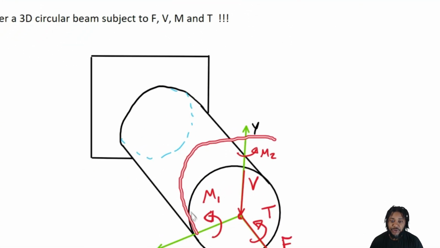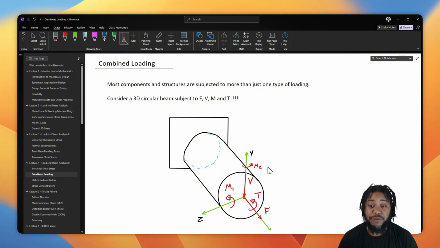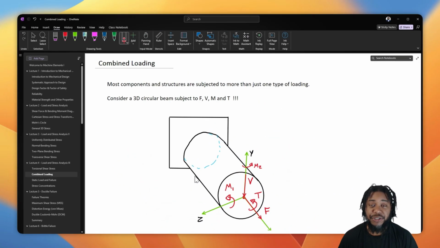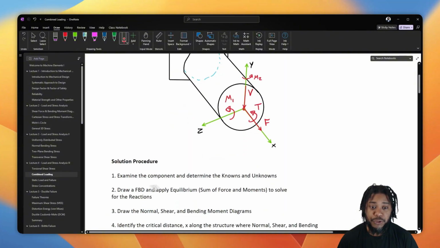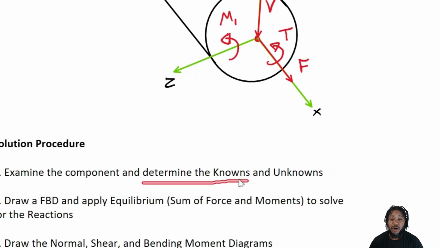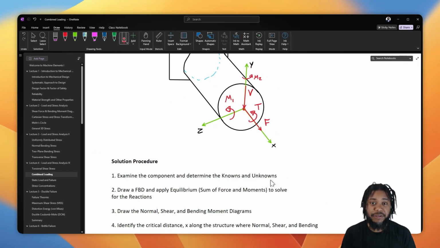This complex loading situation leads to the development of many different types of stresses within this member, and we need to learn how to deal with and combine them all together. So where do we start? Where do we begin? The first thing to do is to examine the component we have and determine our knowns and unknowns. What are the things that we're given about this geometry?